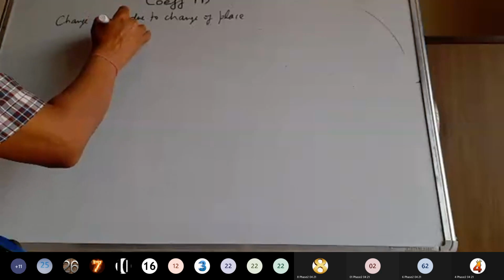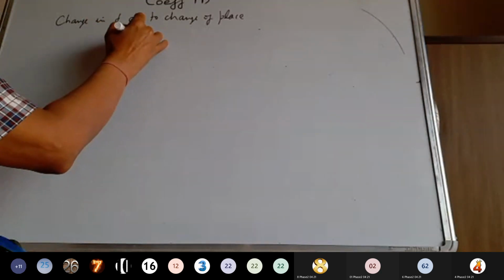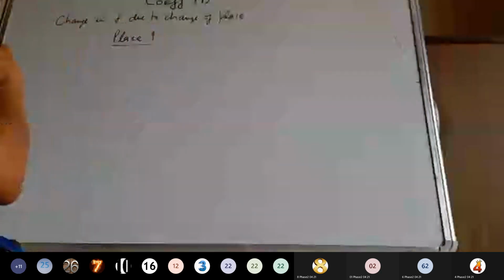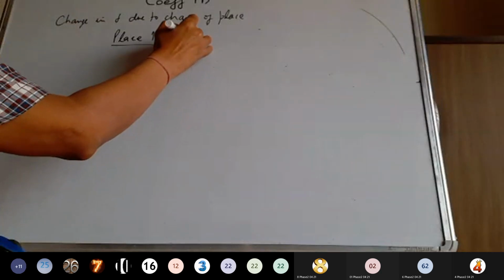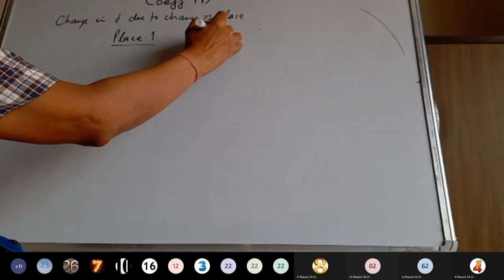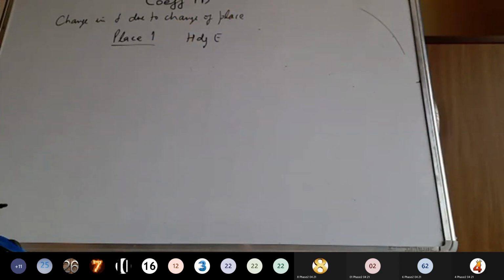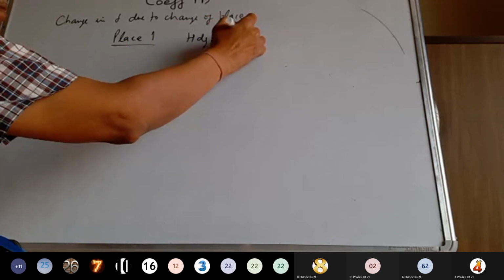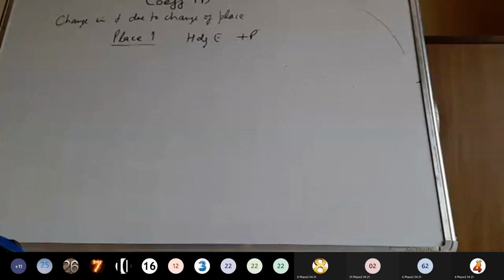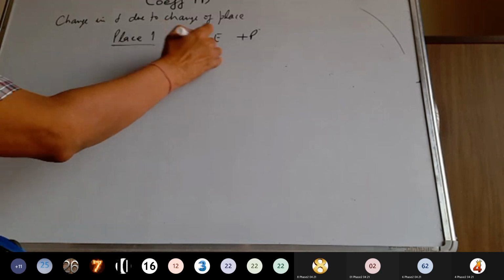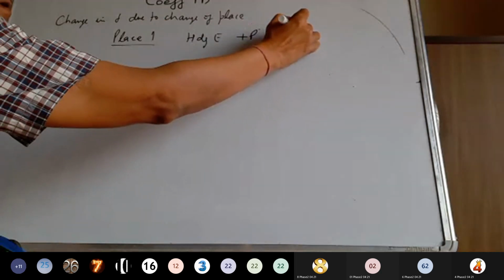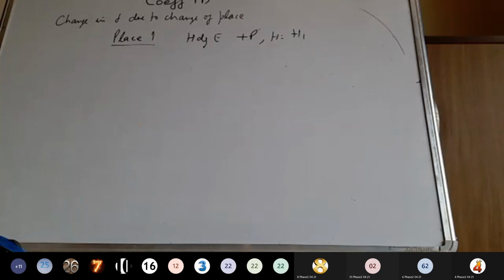Let us say place 1. We can choose any heading, so let us say the vessel is heading easterly. And the vessel is having plus P. Here the value of H is equal to H1. It is the horizontal component of the Earth's magnetic field. That value is H1 at place 1.